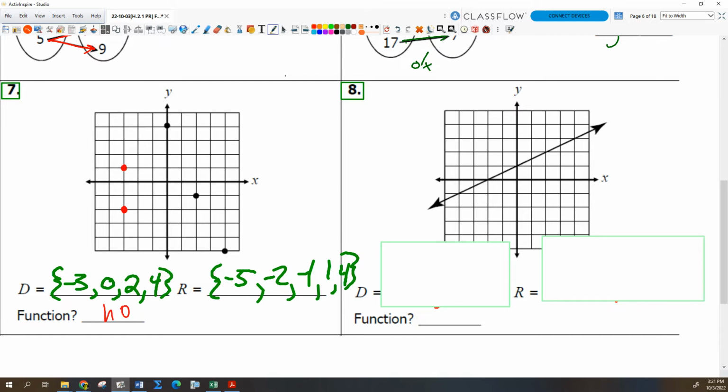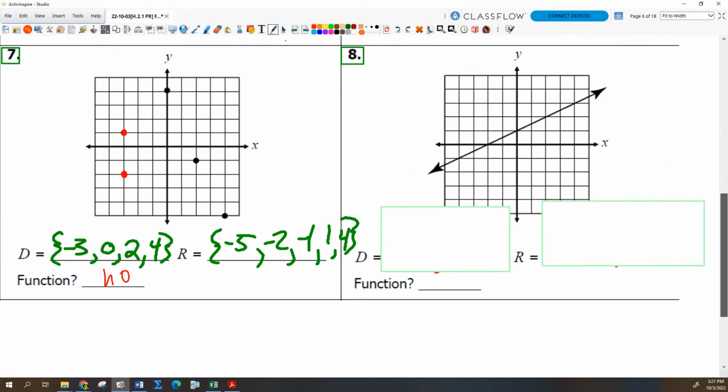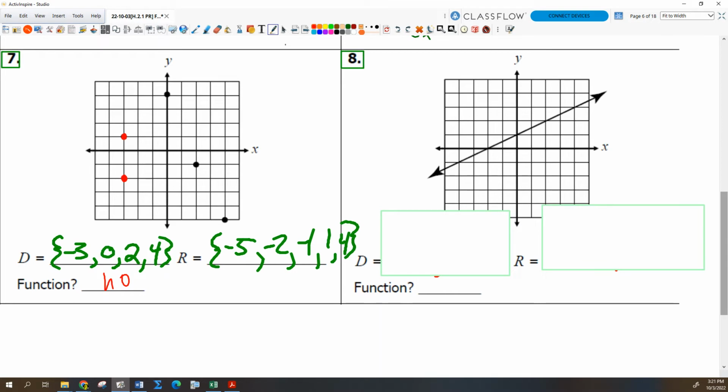Okay. Now, what about this? So now this is different. All the other examples we've looked at have been discrete relations with just a finite number of individual ordered pairs, right? Whether we represent those ordered pairs as points on a graph or numbers in a mapping or whatever. Okay, but now we're looking at a continuous graph. So this line is meant to go forever, right? The line goes forever. So what's the domain this time?